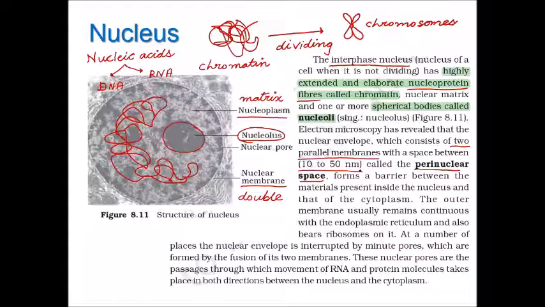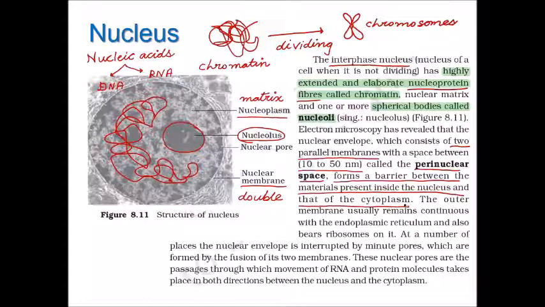You should remember this. They will ask you in the exam how much is the length of the perinuclear space. That is approximately 10 to 50 nanometers. So the perinuclear space is the space between the inner membrane and the outer membrane of the nuclear envelope. This envelope forms a barrier between the materials present inside the nucleus and the materials outside the nucleus, that is the cytoplasm. The outer membrane usually remains continuous with the endoplasmic reticulum and might bear ribosomes.